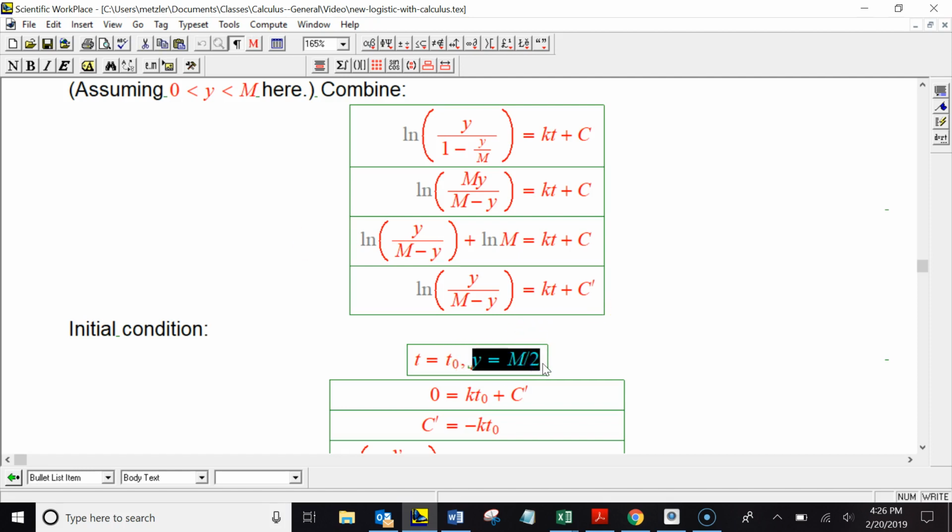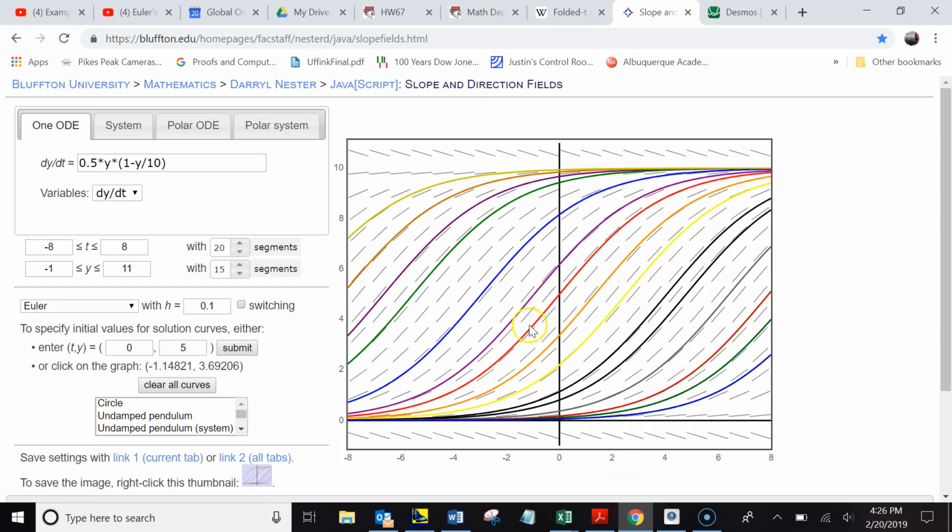I'm going to look just at the case where y is halfway between 0 and the carrying capacity, because we knew that was a special symmetric point. It's in fact the inflection point of these curves, right? The inflection points of all these curves are at m over 2. It's pretty clear from the picture. We could prove that later really carefully if we want.